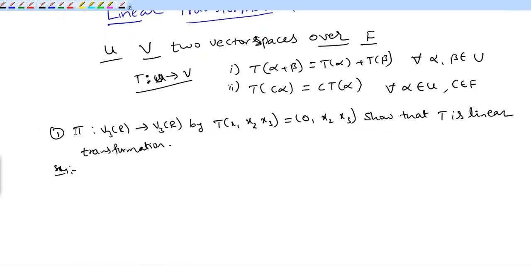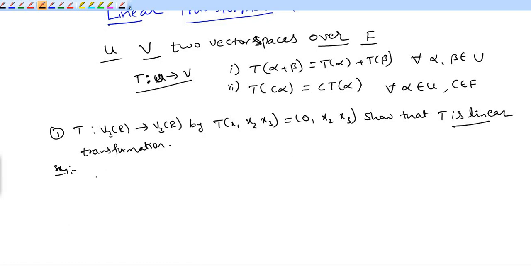Now let us take an example. Suppose T is defined from V3 of R to V3 of R, so vector space of 3 dimension to vector space of 3 dimension, by using the transformation equation T of x1, x2, x3 is equal to 0, x2, x3. Show that T is a linear transformation.